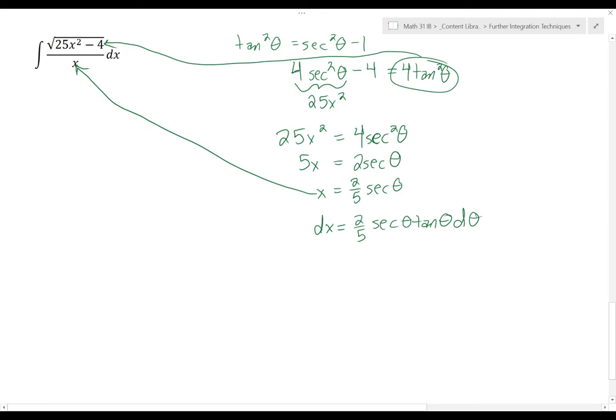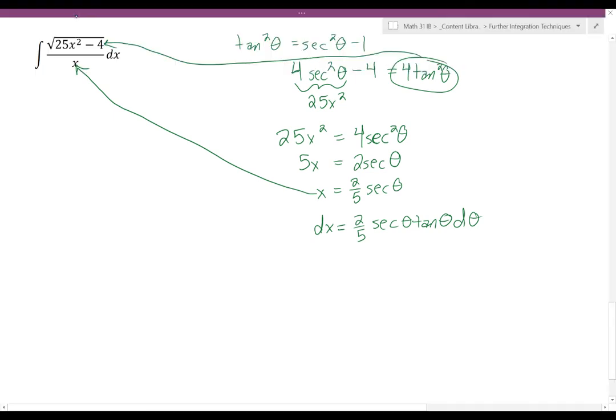This does not seem like it's making things simpler, and often with integrals, it's not so much about making it easier as making it possible. The form I currently have it in, there's really nothing I can do with, so I have to manipulate it into a form that I can do something with.